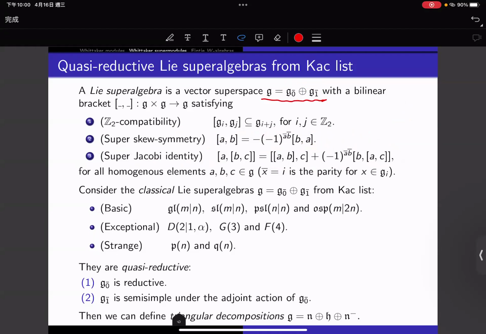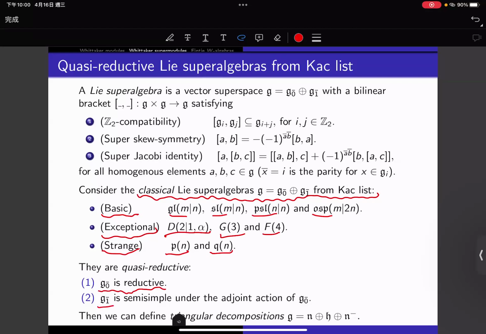We are mainly interested in the classical Lie superalgebras from Kac's list. We have the basic classical type Lie superalgebras GL, SL, PSL, and OSP, and we have the exceptional ones D(2,alpha), G(3), and F(4), and we have the strange Lie superalgebras, the periplectic Lie superalgebra and the queer Lie superalgebra, and all of these are quasi-reductive, by which we mean the even part is reductive and the odd part is semisimple under the adjoint action of the even part.